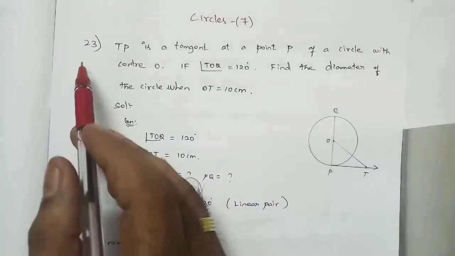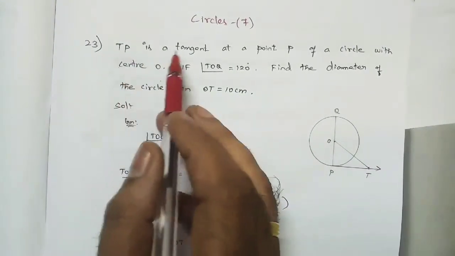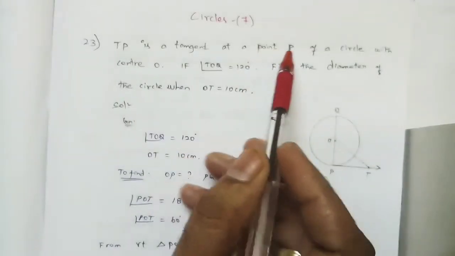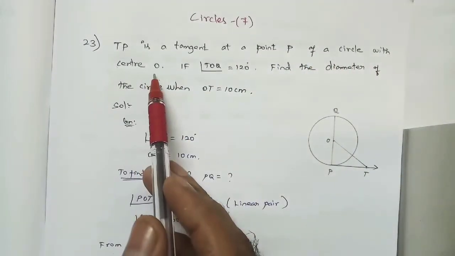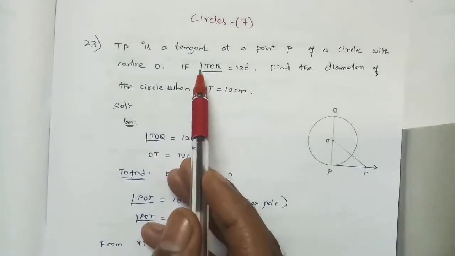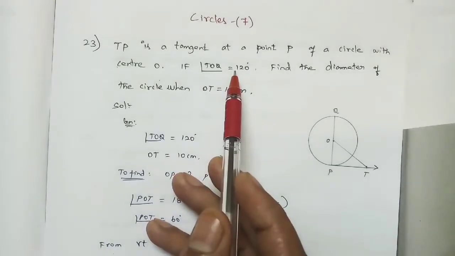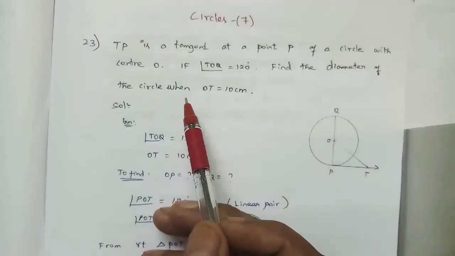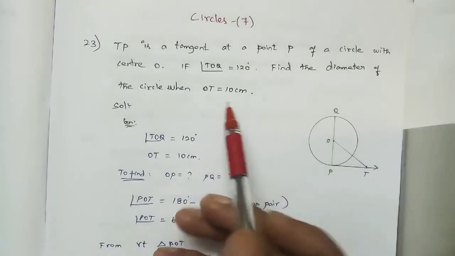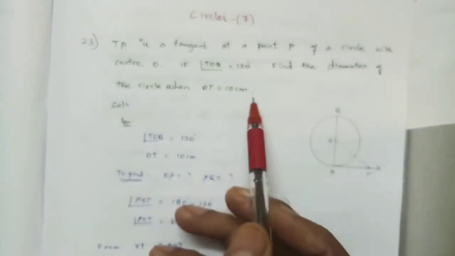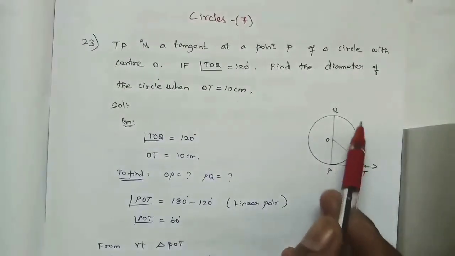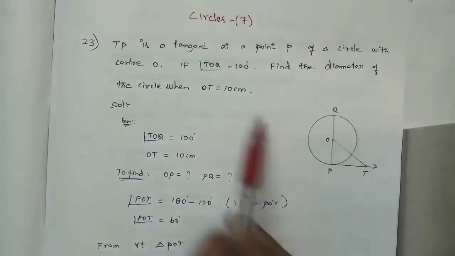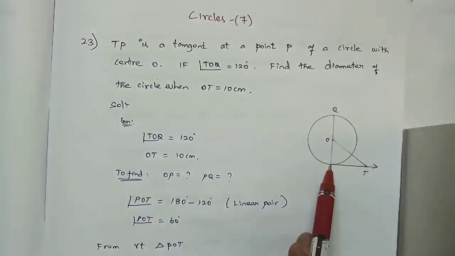Okay, sum number 23. TP is a tangent at a point P of a circle with center O. If angle TOQ is equal to 120 degrees, find the diameter of the circle when OT is equal to 10 centimeter. So I have drawn the circle, and see what they are saying: TP is a tangent at a point P. That is, P is nothing but the point of contact.